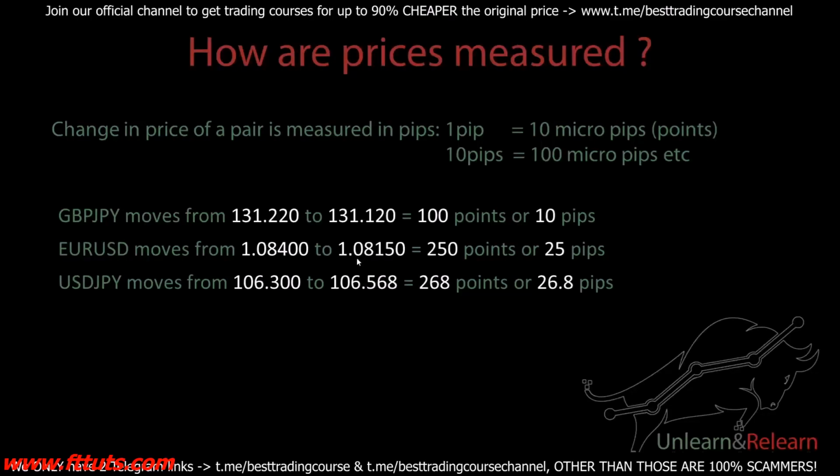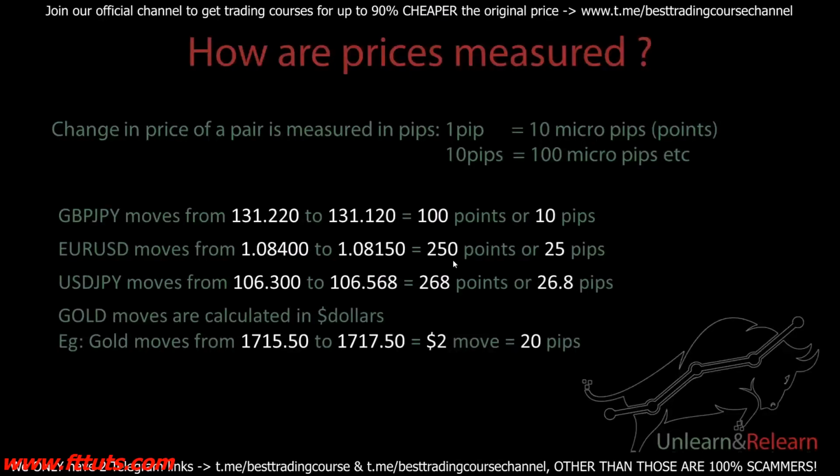First, I want to really focus on how you calculate pips, but the most important thing is, how do you calculate pips on gold? Calculating pips on gold is completely different because gold is measured in dollars. Let's say gold moves from 1715.50 to 1717.50. When you subtract this, you get the number 2. So this is a $2 move.